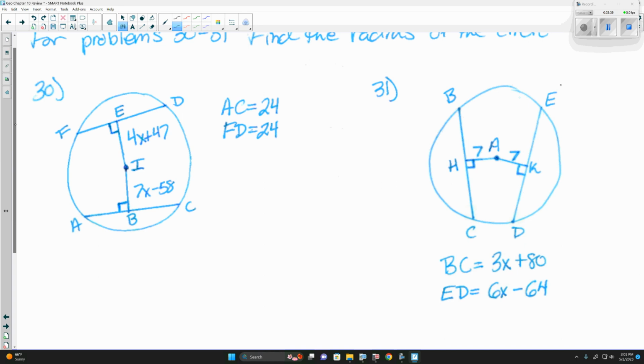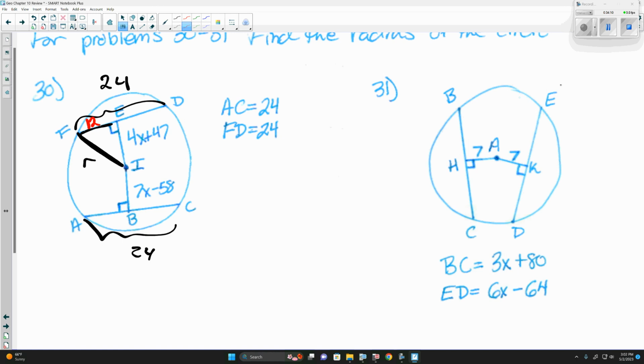Now, looking at this here, what we're wanting to find is the radius. Now, for here, we're told that AC is 24. FD is 24. Now, it does work out that this length here is half the overall length, so it is 12. Let me put that in a little bit different color.